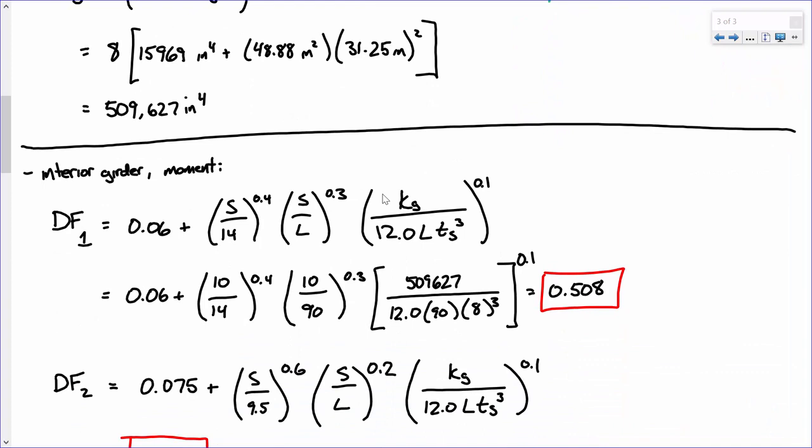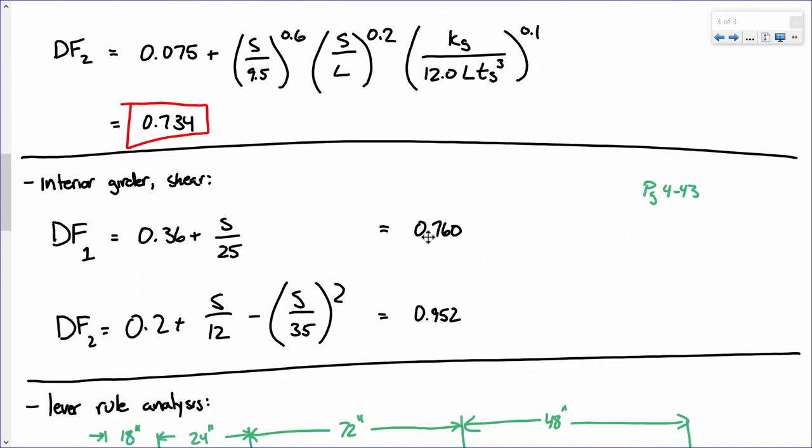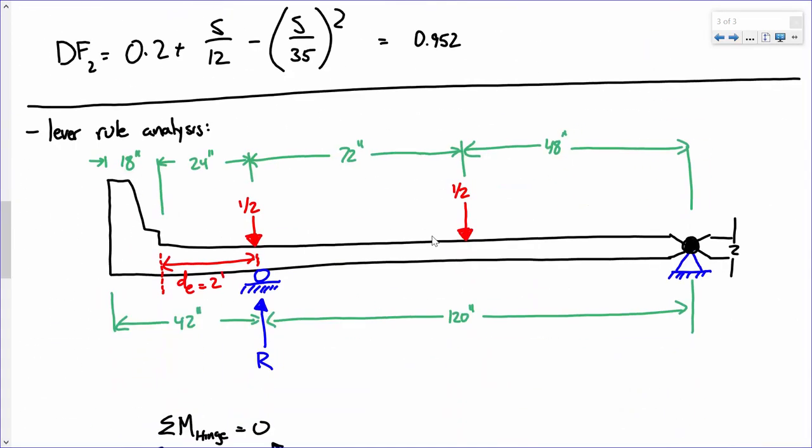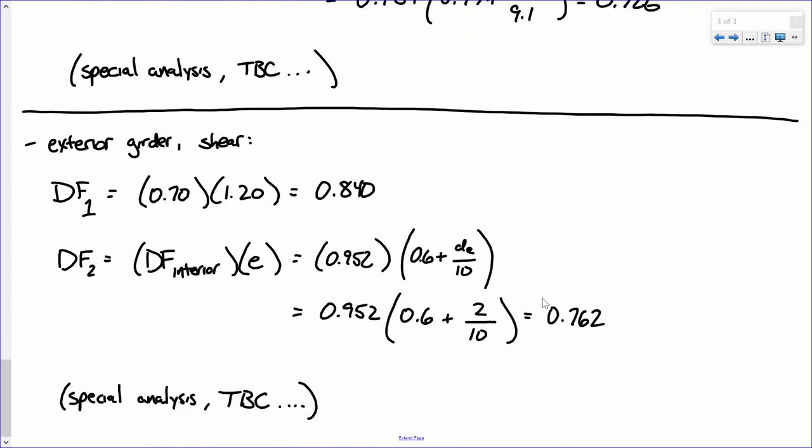We had interior girder moment taken care of, interior girder shear taken care of. We did the lever rule analysis. We've got exterior girder moment taken care of, and exterior girder shear taken care of. And there was at least one large chunk of computations left, and that was special analysis, and that's where we stopped. So before I move on, does anybody have any questions about where we're at?